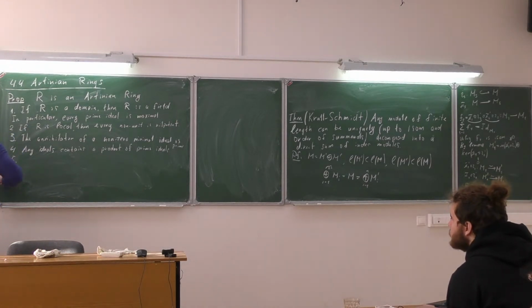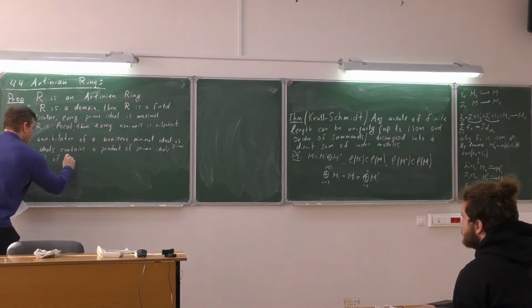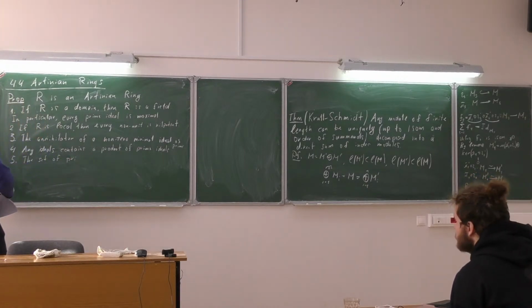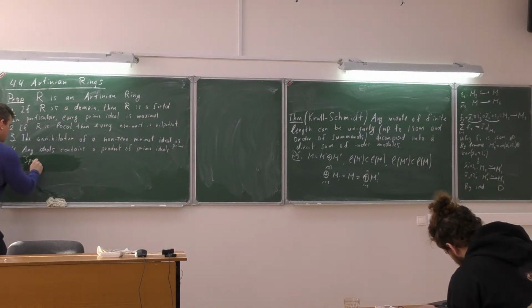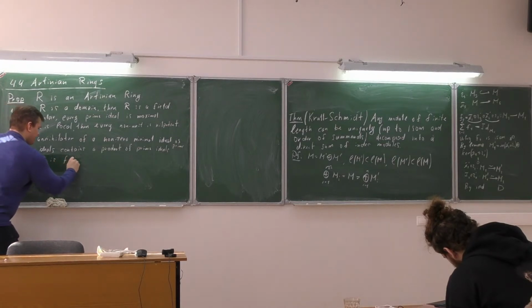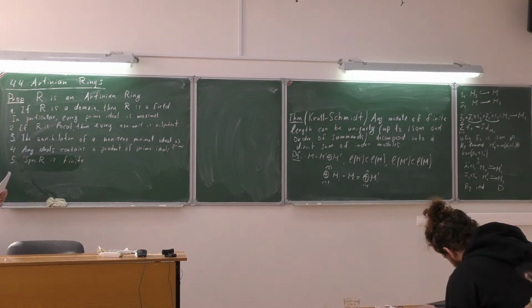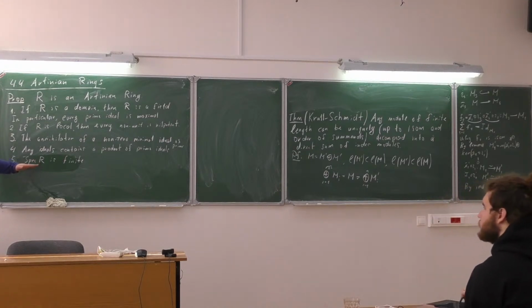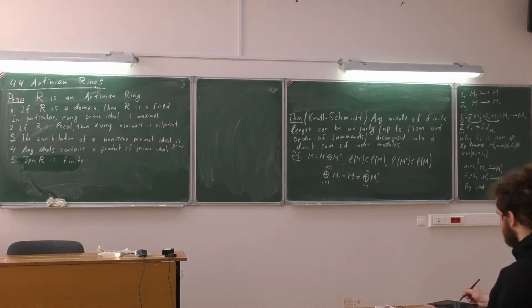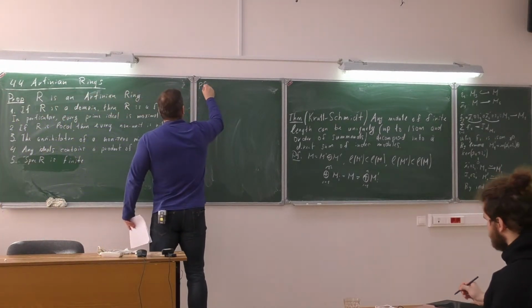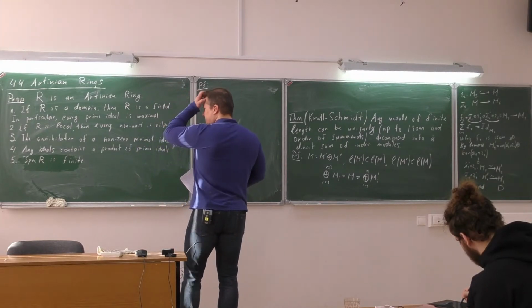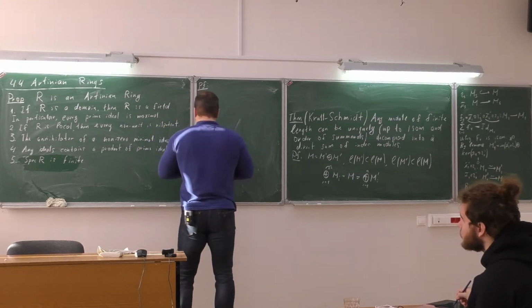And the last one, 5. Maybe for shortness, because we already have this notation, I just say that spec R is finite. I can as well write spec M, right? So maximal ideals, this is the same thing. Okay. Let's prove all these properties. Some of the properties are easy, some a little bit harder. So the first property is relatively easy.